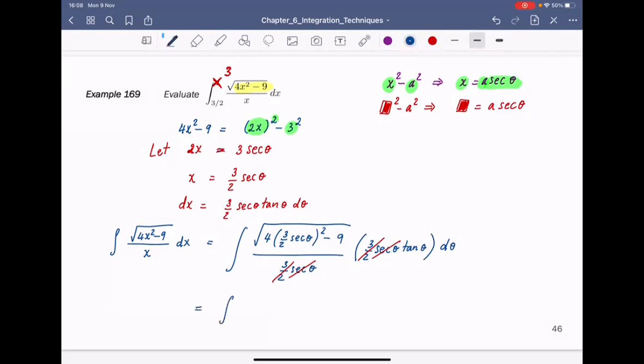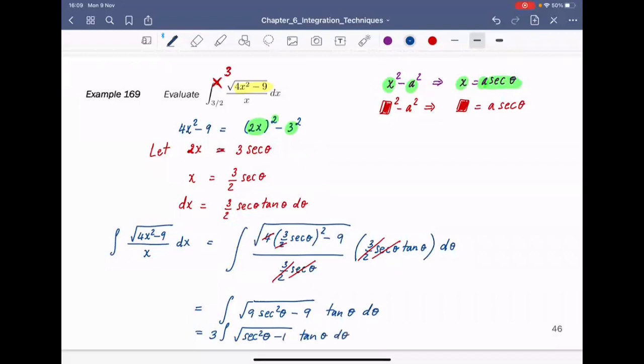Integrate the square root of 9 sec squared minus 9, because the 4 cancels out with the 2 squared, and then I have tan theta d theta. This is the same thing to integrate. That is not 9 square, sorry, just 9. Then I can pull out the number 9 and take it out of the square root, so you get 3 times the square root of sec squared minus 1.